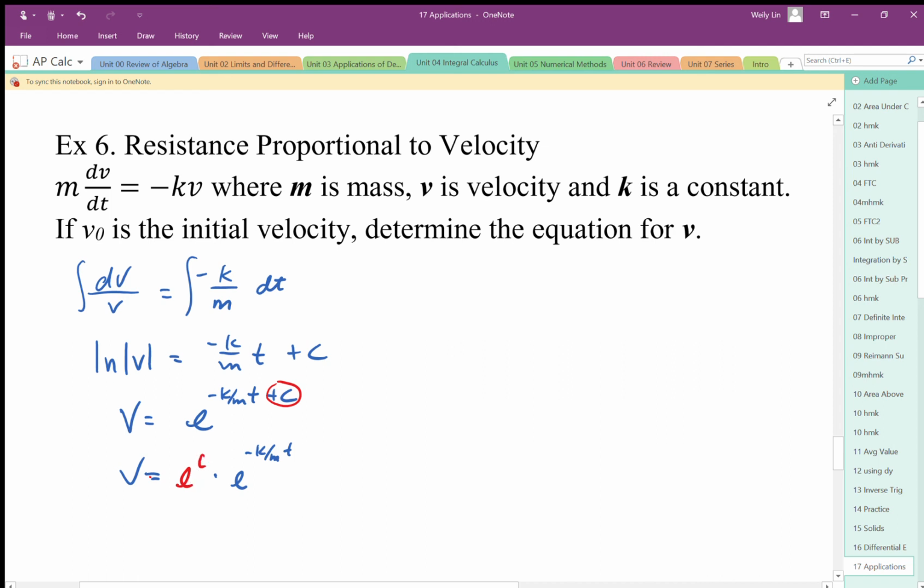So in this problem here, we want to find the initial velocity. Well, if I plug in t is 0, the exponential is going to be equal to 1. So my initial velocity ends up being that e to the C. Okay, so my velocity as a function of time works out to be, that becomes our initial velocity, v naught, and then there's the rest of our equation: e to the negative k over m, which are constants, times t, which is our variable.